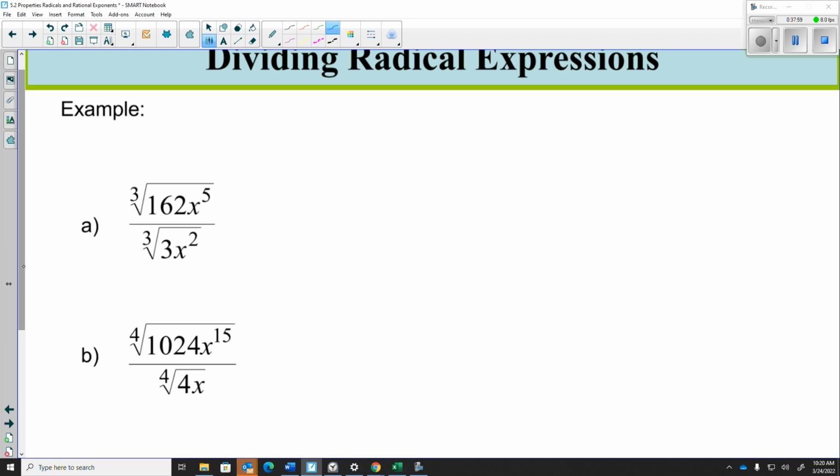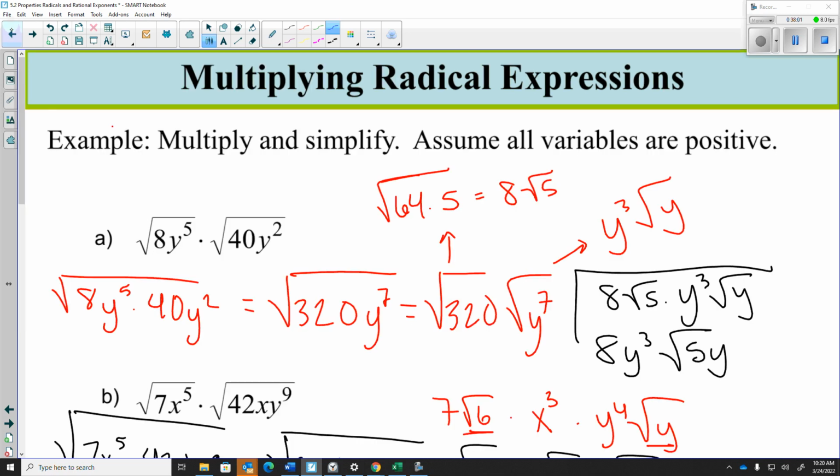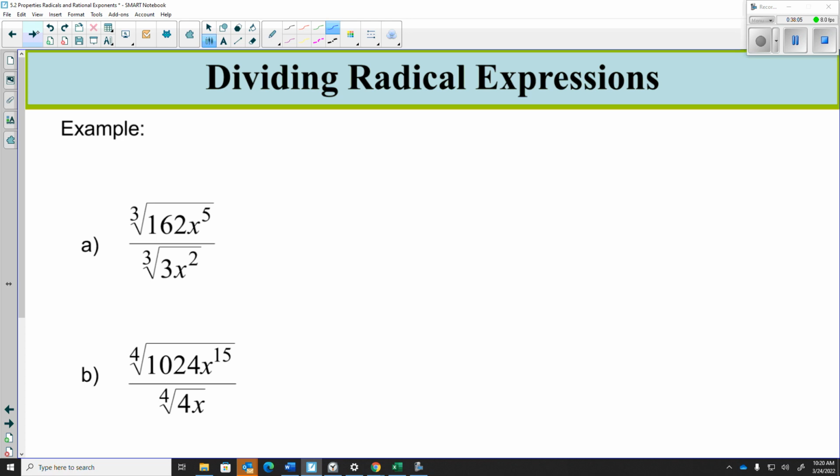This is the same approach as these ones, except now these get multiplied. These are getting divided. Same thing, you're just dividing now, okay? So put it all together and then simplify. I can write this as the cube root of 162 x to the 5th over 3x squared.